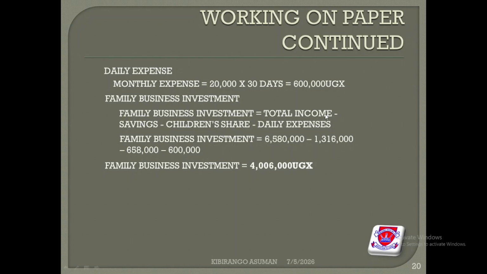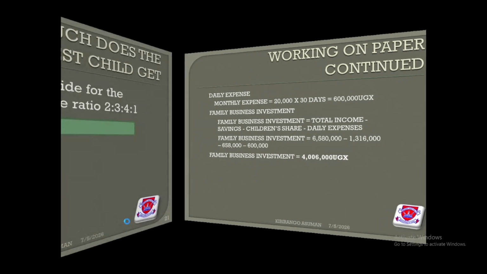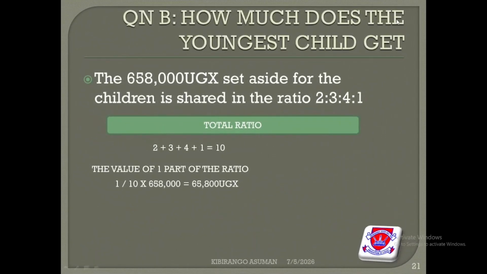Total income, we have it. This is the statistical math plus the commission. The savings are 20% of the total income, the children's share is 10% of the total income, and the daily expenses are 20k times 30 days. So for the family business investments, we subtracted the savings, the children's share, and the daily expenses from the total income, and we got 4,006,000.